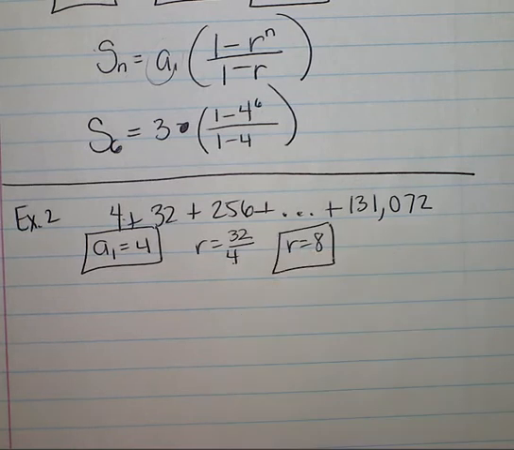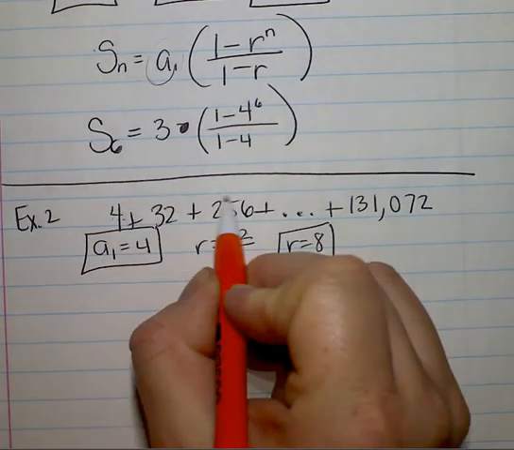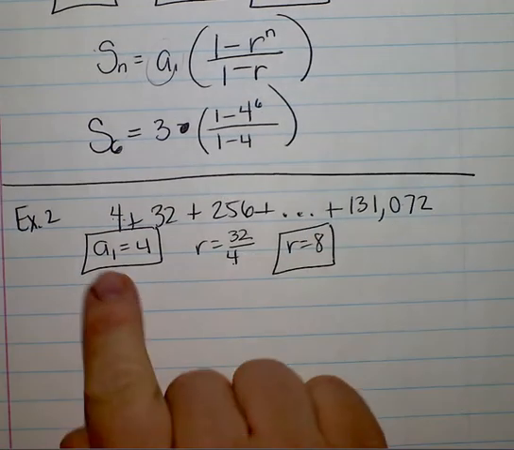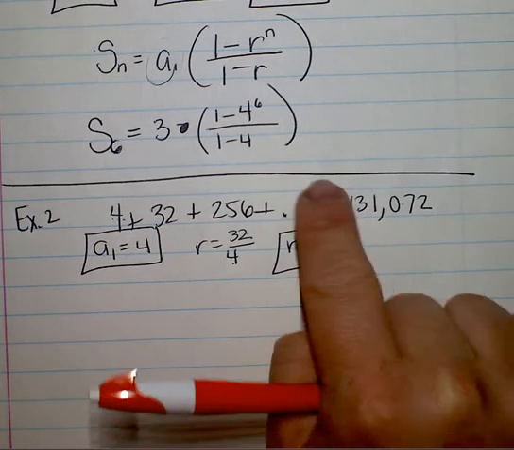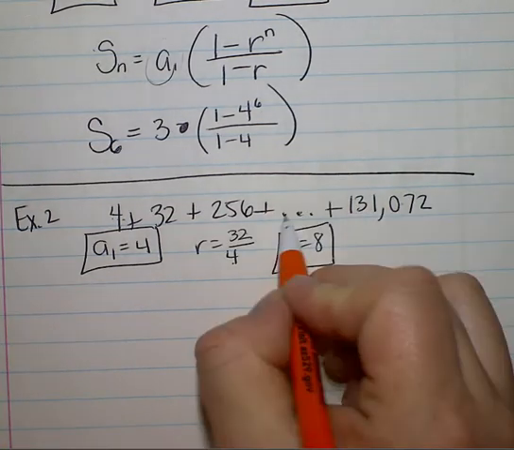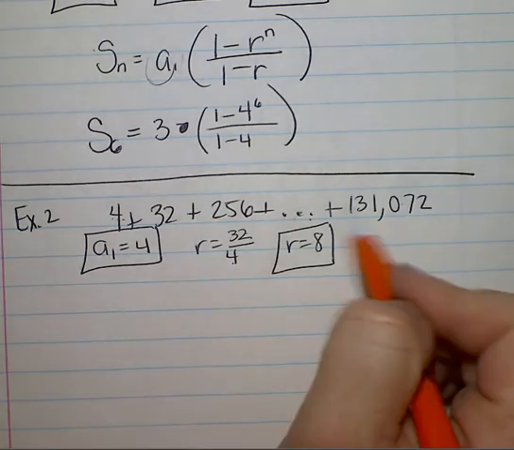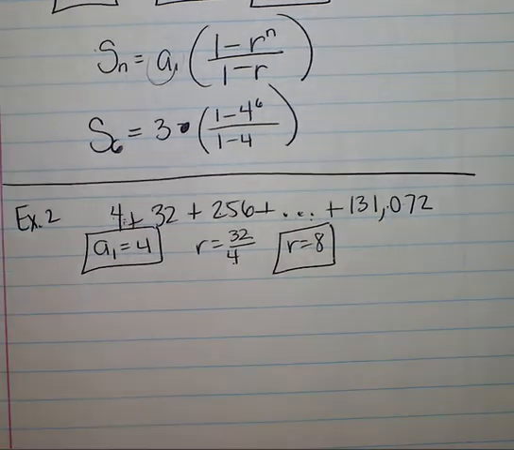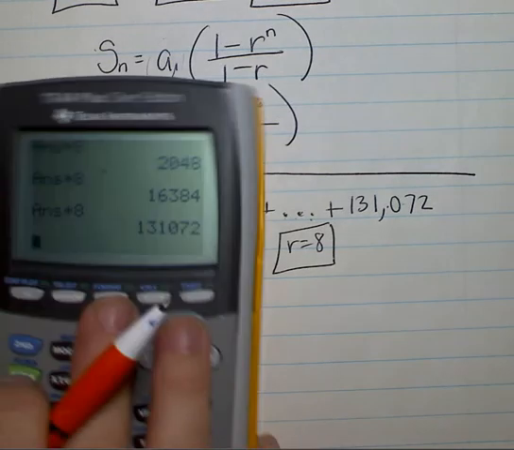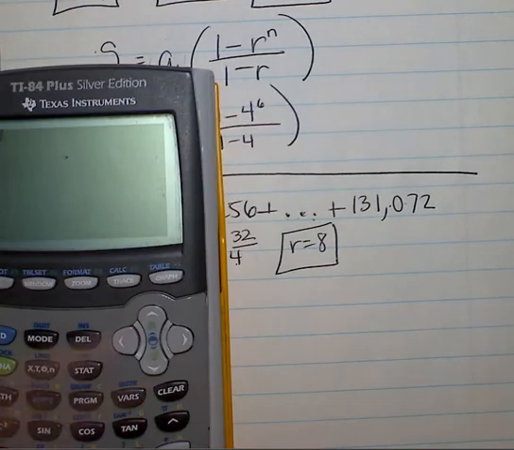And now I need to identify how many numbers are in this sequence. A common mistake is students say 4 because they see 4 numbers. There are numbers in here represented by the dot, dot, dot, okay? So there's a formula you can use to identify how many numbers to get to this one. It involves something called the logarithm, which we haven't learned yet. So we're going to do the simple way. Grab your calculator.